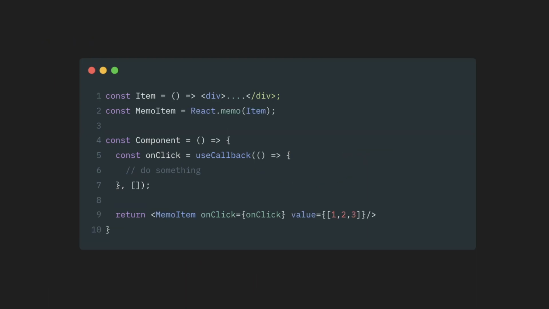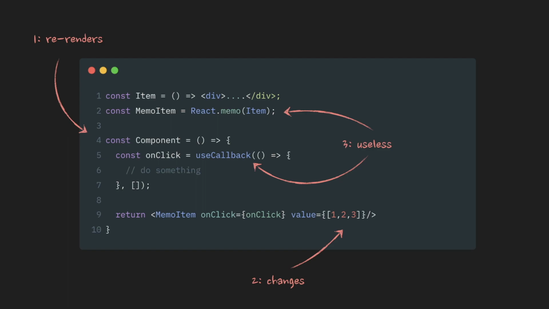Third example. Although item is wrapped in React.memo, one of its props, the value prop, is not memoized. With every re-render of the parent component, it will change, and React will re-render memo item as it was not wrapped in anything. Both useCallback and React.memo here are completely useless and do nothing.